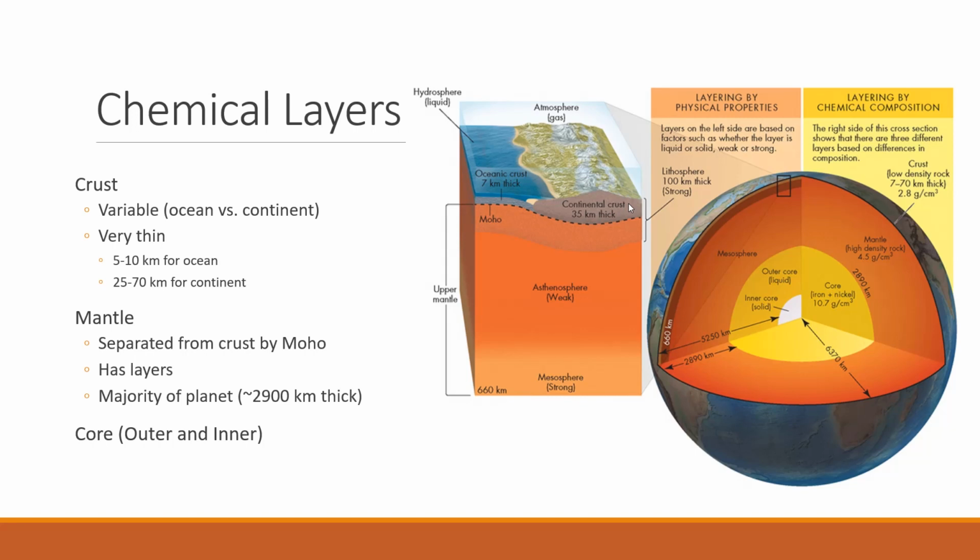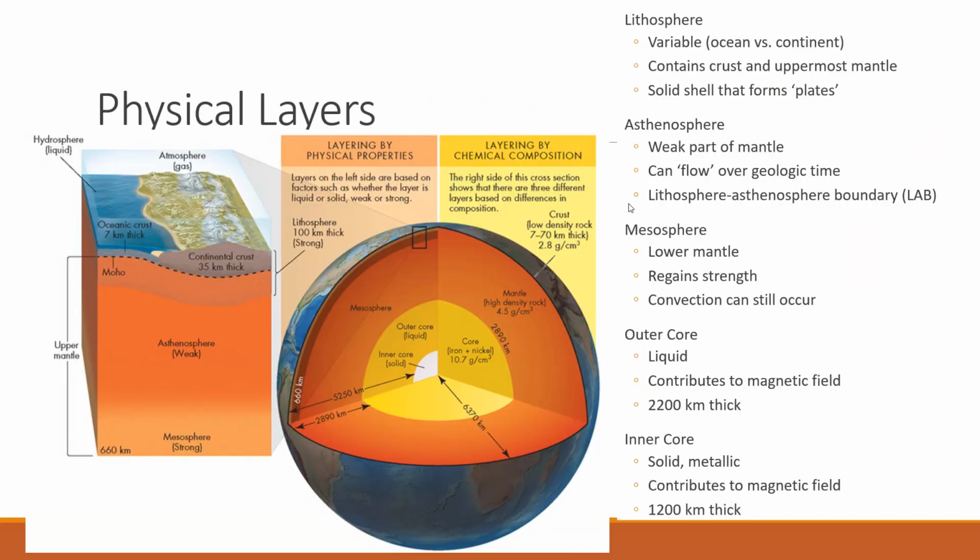And then our final interior layer is the core. So the core we normally think of as being an outer core and an inner core, but if we're looking at it chemically, it's the same layer. It is iron and nickel. It's when we look at the physical layers or mechanical layers that the core is separated into 2 layers. So the physical or mechanical layers are much more complicated. This is where we're looking at things based on their physical properties.